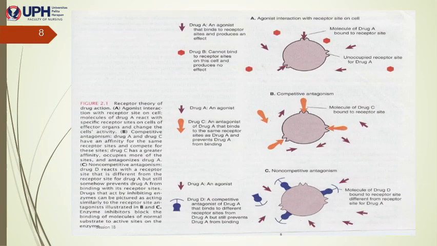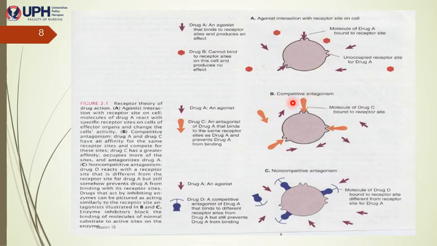Now let's see this picture. We have drug A and drug B. Drug A will bind to the receptor site as an agonist, clearly binding to the receptor site on a cell. But drug B cannot, because it's not the same match, so it will cause no effect to the cell.